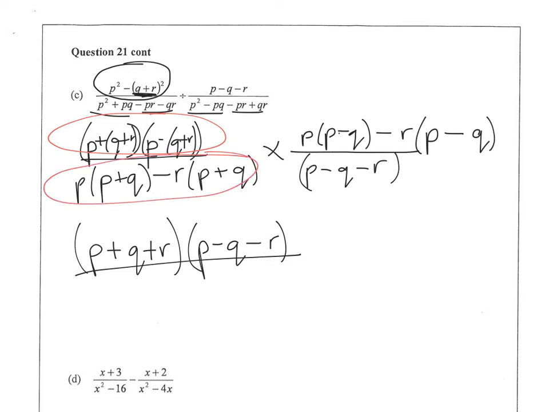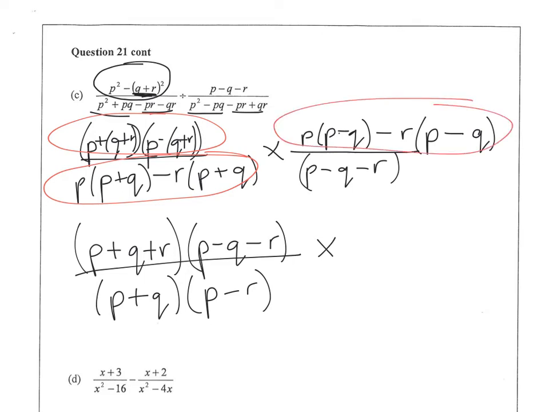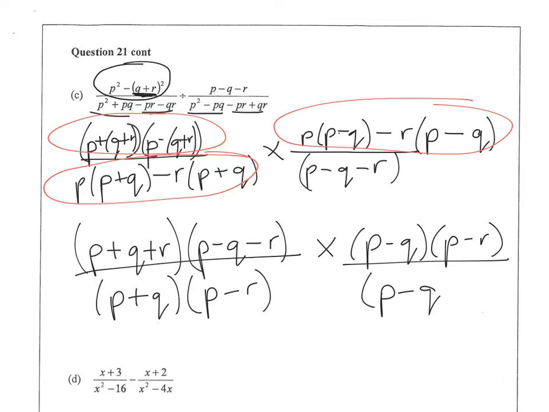Now the bottom here, what's common? Well, we have a p plus q. What's left? P minus r times, again, what's common? P minus q. What's left? P minus r, all over P minus Q minus R.